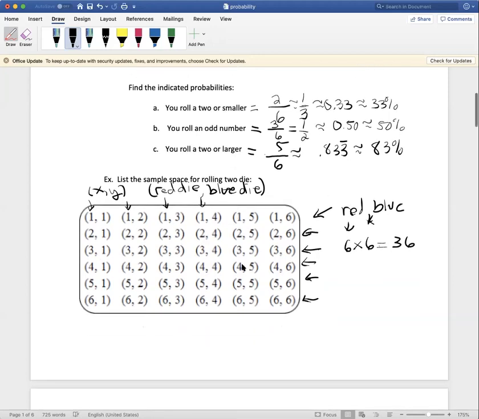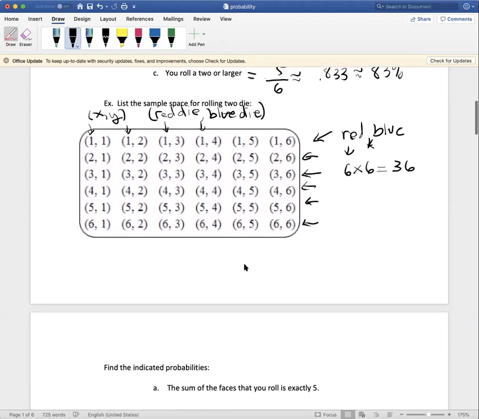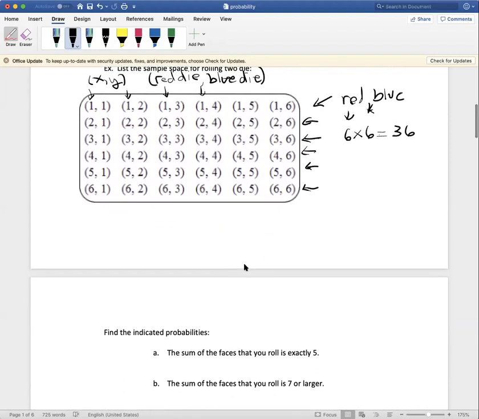Well, let's ask some questions. So let's follow this up with some questions down here. Let's take a look at this example, which says, find the indicated probabilities. Find the probability that the sum of the faces you roll is exactly 5. Well, what does that mean? The sum of the faces we roll is exactly 5. Let's take a look at the faces here.